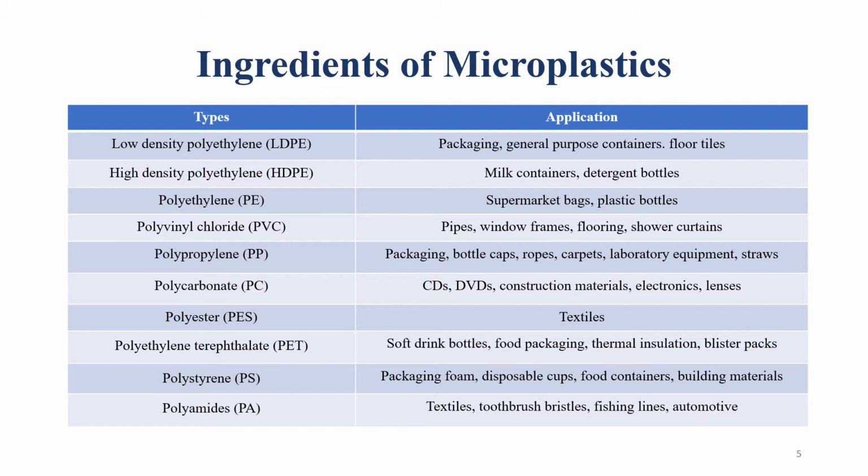And then we have polycarbonate, or PC. It is used in developing CDs, DVDs, etc. Then we have polyester. Polyester is a kind of textile material. Then we have polyethylene terephthalate, or PET. It is used in all the PET bottles that we use, all the soft drink bottles, as well as in food packaging industries. And then we have polystyrene, or PS. It is used as packaging foam in disposable cups, food containers, etc. And finally, polyamide. It is also used in textiles, toothbrush bristles, etc.